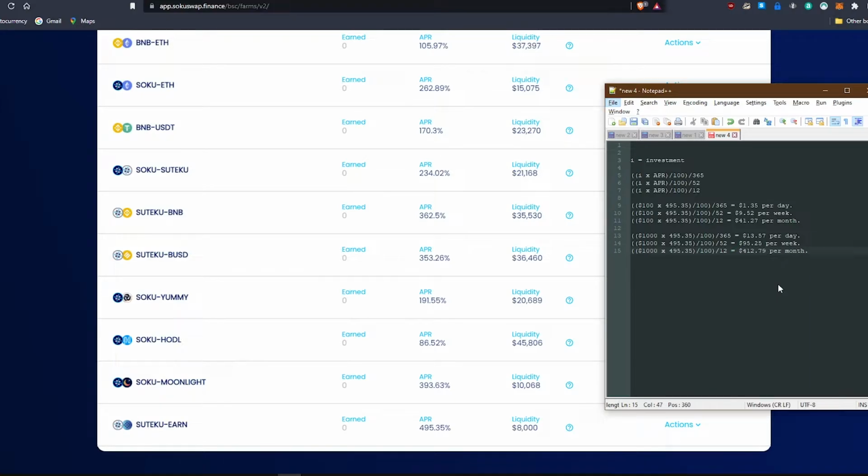To determine what your return potential would be per day, you can use the following formula, which I have here on a notepad. As you can see from my examples, in order to calculate your daily return, you'd basically take your initial investment amount, multiply it by the APR, divide that by 100, and then divide that by 365. So for a $100 investment, you would be getting $1.35 per day, or $9.52 per week, or $41.27 per month.